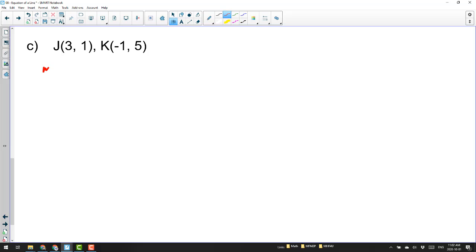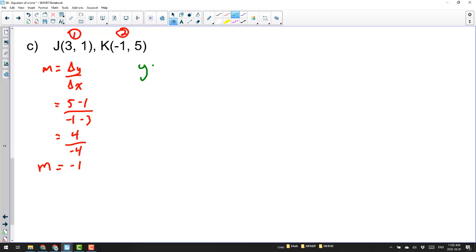I'm going to start with the slope, delta y over delta x. Okay, call this point 2 and this point 1. So 5 minus 1 over negative 1 minus 3. So that's 4 over negative 4. So my slope is negative 1.